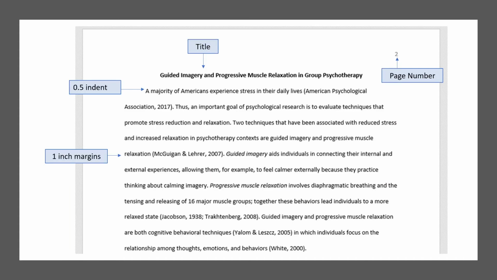Moving to the body of the paper, there are 1-inch margins all around. Indents are ½ inch. The text is double-spaced, paragraphs are left justified, and page numbers appear in the top right corner.